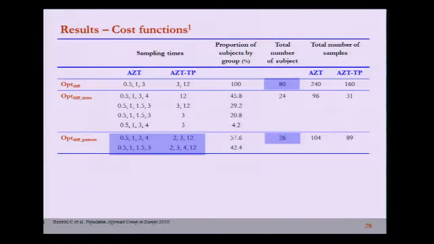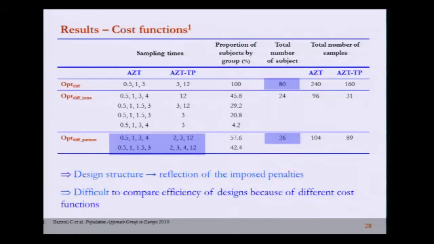And when you put the cost for each patient, you have a much smaller number of subjects and many more measurements within each patient. So you can then play around with that. So we see that the optimal design reflects the imposed penalty. However, it's very difficult to compare the efficiency of these three designs because they have different costs and different cost functions. So this is a limitation.